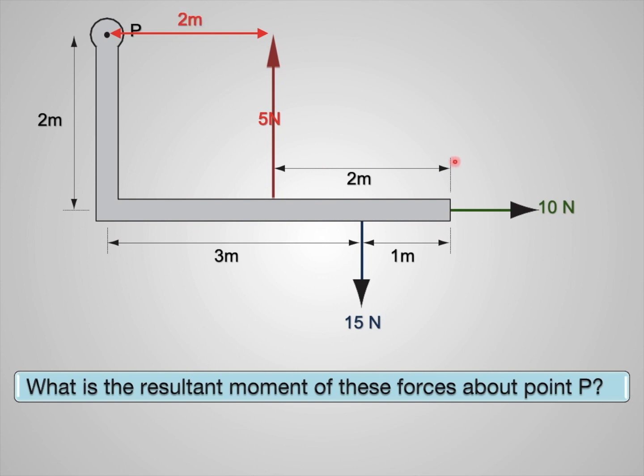So I'm going to calculate the moment. 5 Newton is the force, into 2 meter is the perpendicular distance. So I got 10 Newton meter. Now I'm going to see if it's clockwise or anti-clockwise.